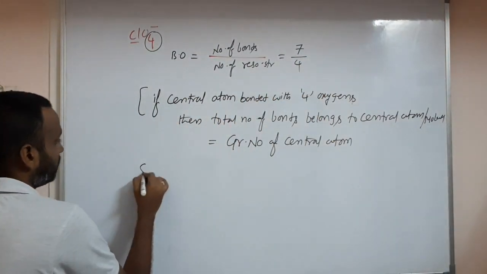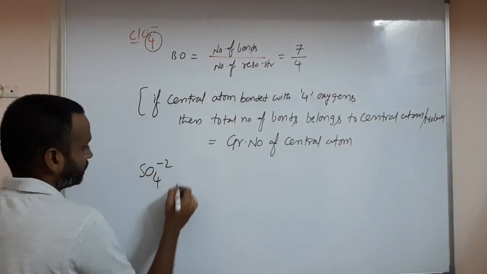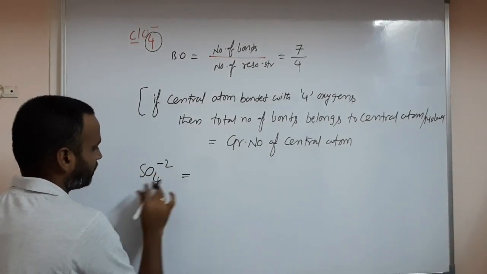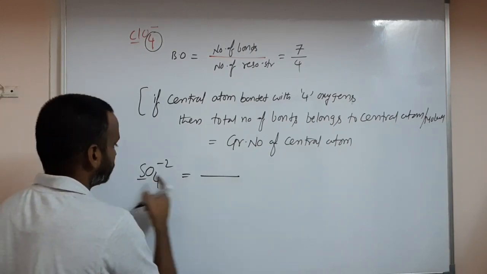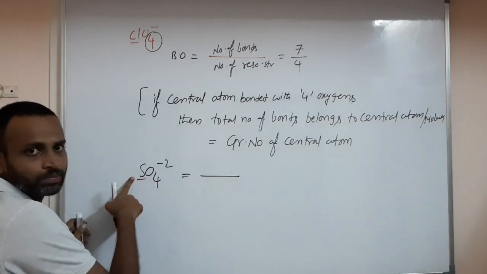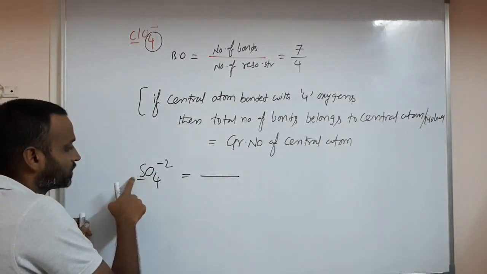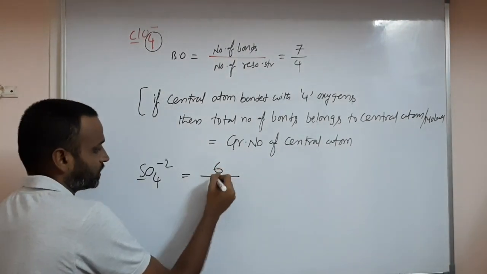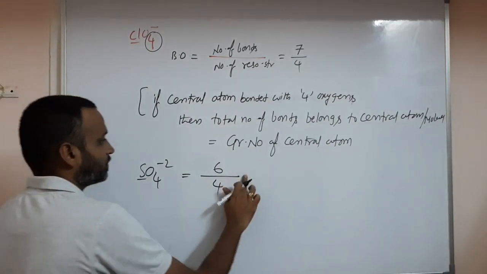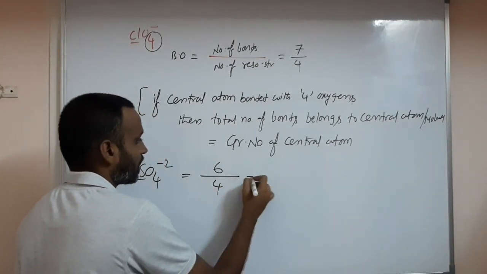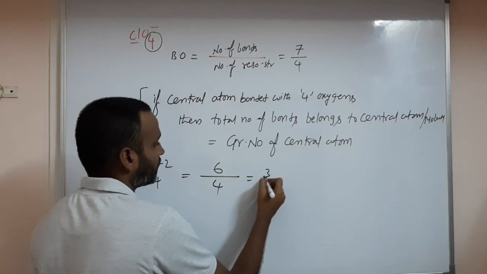Understanding? Same, suppose SO4 2-. This negative charge is not important for you. This is the central atom, less electronegative. 4 oxygens are there. So for the sulfur, you take the group number over the number of bonds. Sulfur belongs to group 6, so 6 by 4, which means you will get 3 by 2.